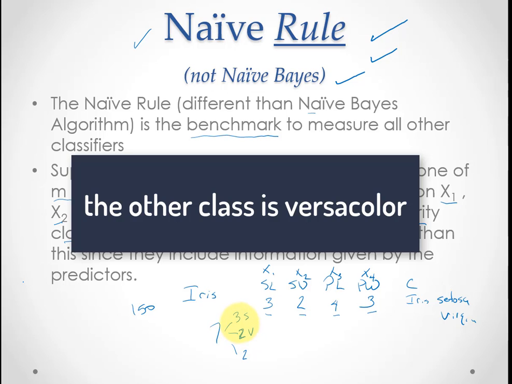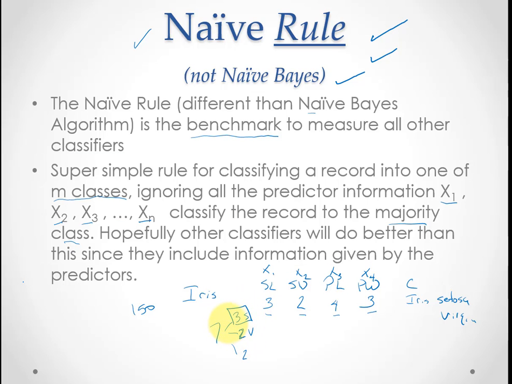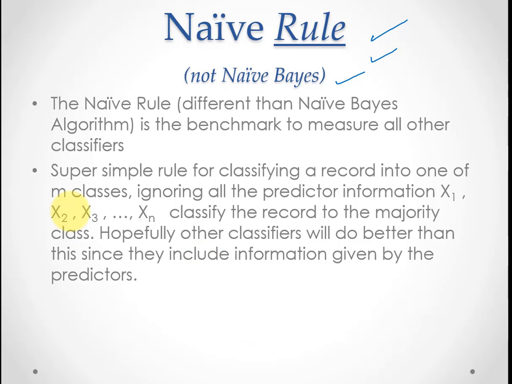Then which is the majority class? This one, the setosa. So if we get a new flower or element or row with these measurements, then we will classify it as a setosa. So we classify the record to the majority class. Hopefully other classifiers will do better than this, since they will include information given by the predictors.